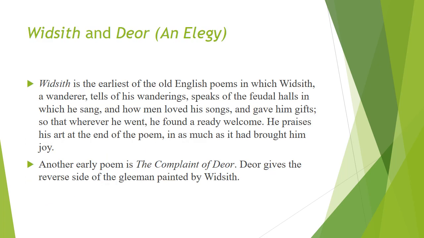Widsith and Dior, they are also famous poems written in the Anglo-Saxon age. Dior is an elegy. Widsith is the earliest of the Old English poems in which Widsith, who was a wanderer, tells of his wanderings. He speaks of the feudal halls in which he sang and how men loved his songs and gave him gifts, so that wherever he went he found a ready welcome. He praises his art at the end of the poem inasmuch as it had brought him joy. So this poem presents a glee man, a happy man.